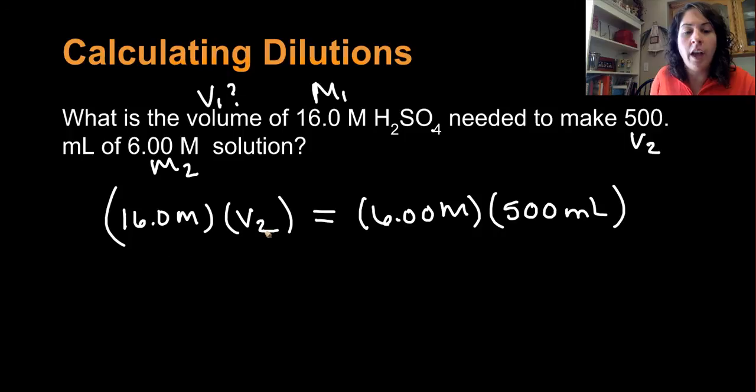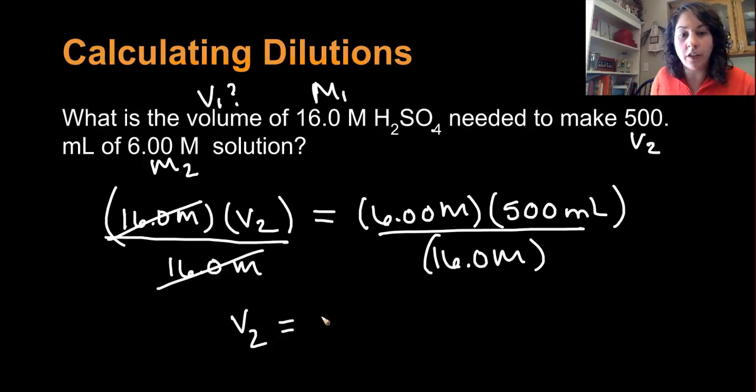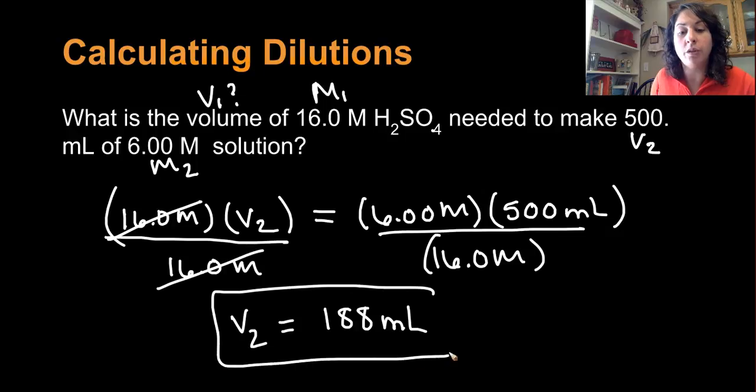Now, in order to get V1 by itself, everything's being multiplied, so I have to divide both sides by 16 molar. Those cancel on this side, and now to find V1, I'm going to take 6 times 500 and divide it by 16. So V1 ends up being 188 milliliters. So we needed to use 188 milliliters of that stock solution in order to make 500 milliliters of total solution.